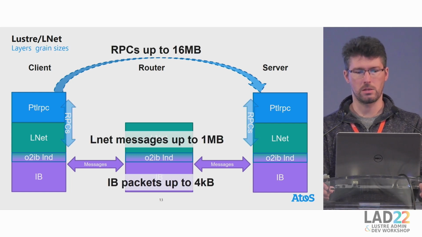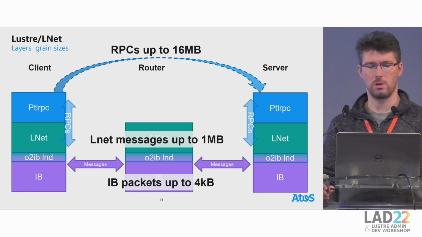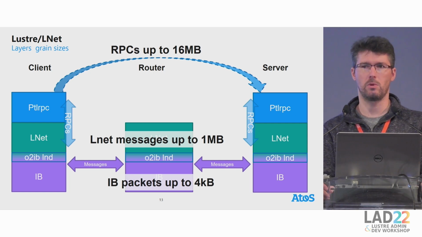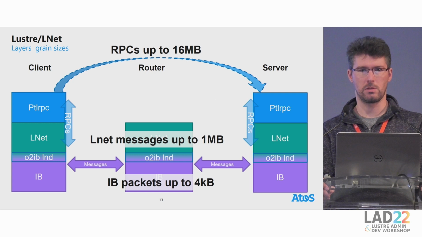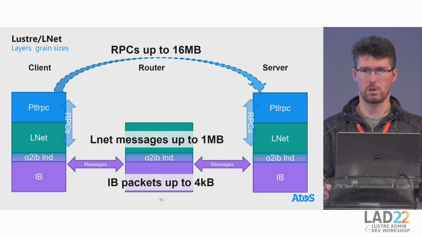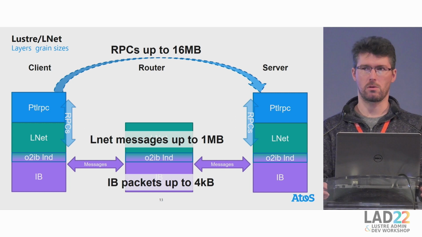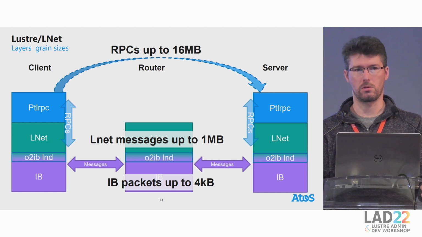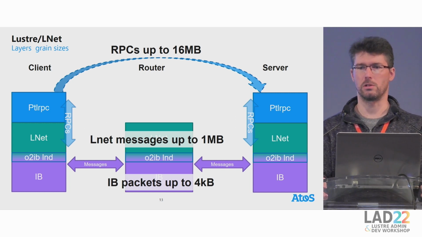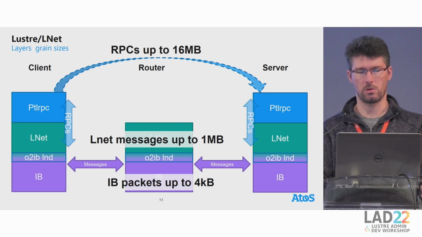Each layer has its own grain size, so PTL-RPC is able to send up to 16 megabytes of data per RPC. The LNet layer is able to send up to 1 megabyte. In this example, I will talk about InfiniBand, but of course it depends on which network you use, as you can have the GNI LND or TCP LND.